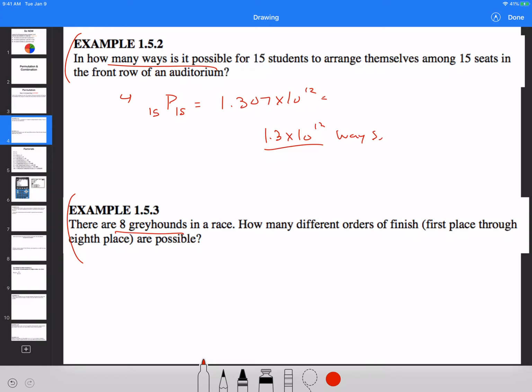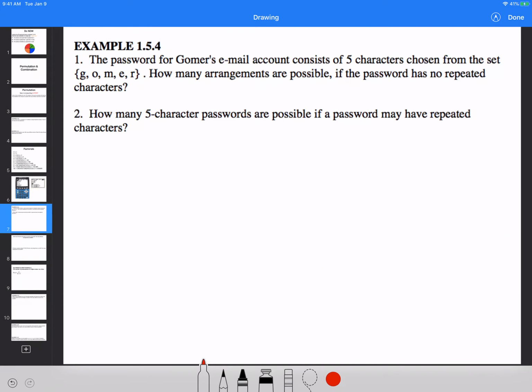There are 8 greyhounds in a race. How many different orders of finish would there be possible? First place through 8th place. That's the same thing, 8P8, which is the same thing as saying 8 factorial, which should give you 40,320 different ways. Okay, so the next couple of questions are now going to be password questions. For these also, I want you guys to pause the video and try these on your own.